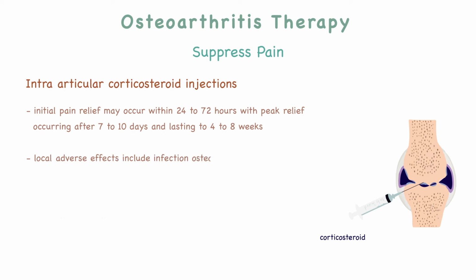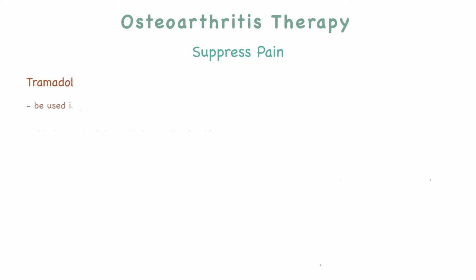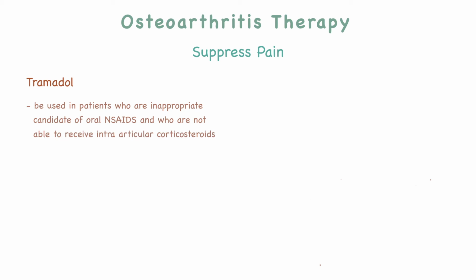Local adverse effects include infection, osteonecrosis, tendon rupture, and skin atrophy. It should not be used more frequently than once every 3 months. Tramadol can be used in patients who are inappropriate candidates for oral NSAIDs and who are not able to receive intra-articular corticosteroid. Tramadol is associated with opioid-like adverse effects like nausea, vomiting, and constipation, but not associated with life-threatening GI bleeding or cardiovascular events.